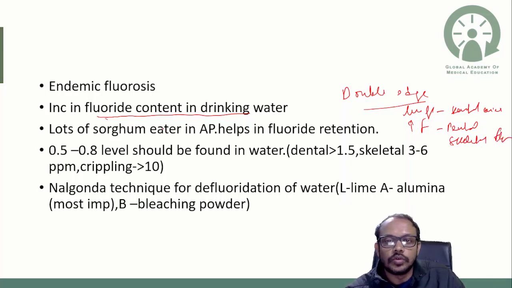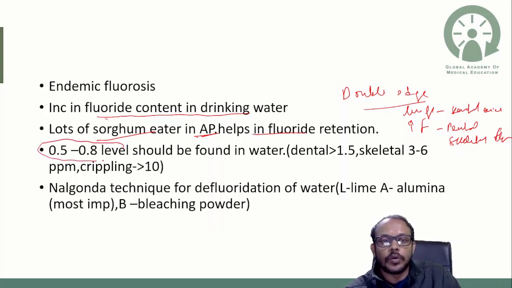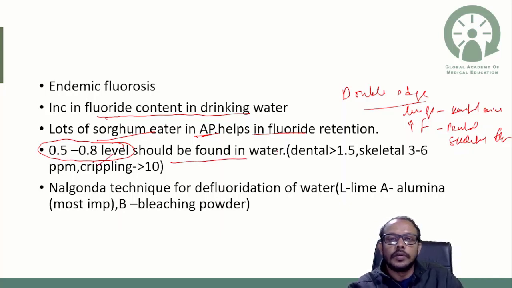Usually in Andhra Pradesh it is very common because of sorghum eating, and sorghum helps in fluoride retention. The optimum level is 0.5 to 0.8, okay, which should be found in the water, it is a good level. If it is more than 1.5, it is called dental fluorosis, more than 3 to 6 is called skeletal fluorosis, and if it is more than 10, then it can cause crippling disease, okay, a very severe form of skeletal fluorosis.